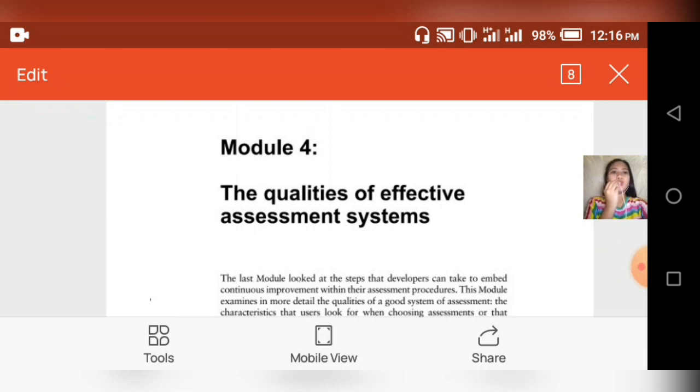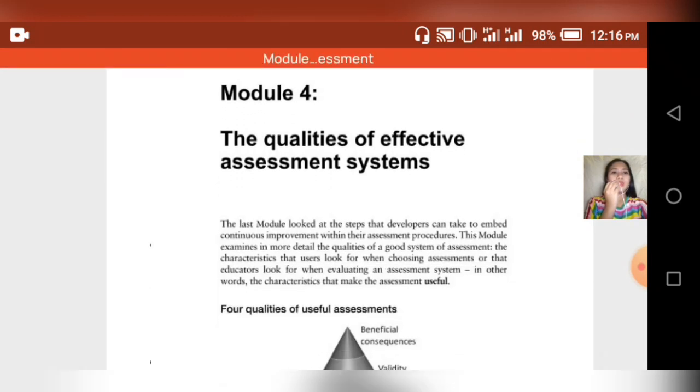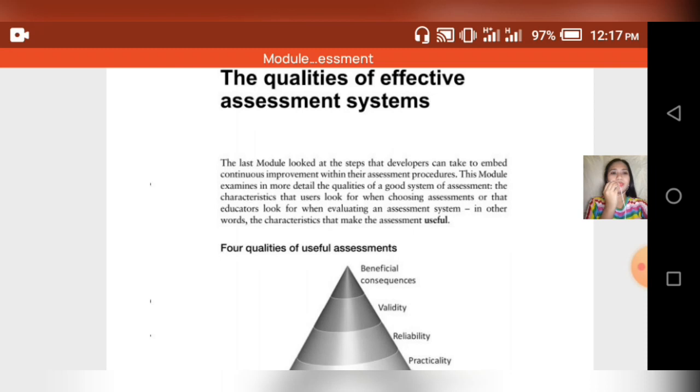The last module looked at the steps that developers can take to embed continuous improvement within their assessment procedures. This module examines in more detail the qualities of a good system of assessment, the characteristics that users look for when choosing assessments, or that educators look for when evaluating an assessment system. In other words, the characteristics that make the assessment useful.